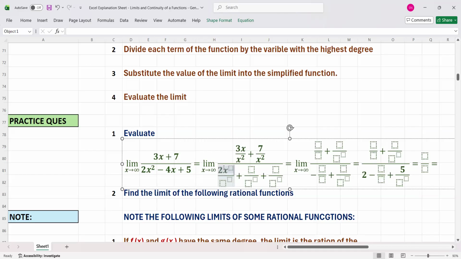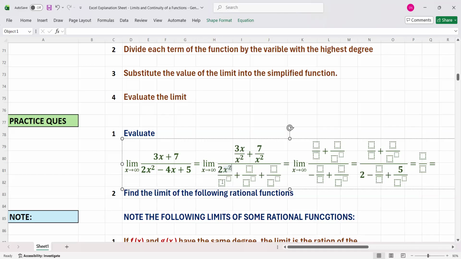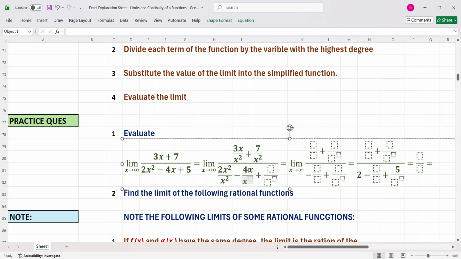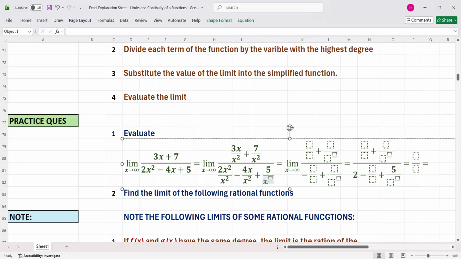2x squared. So we divide this by x squared. And then here we have, why is this thing plus here? This should be minus. Okay, so minus 4x divided by x squared. Then we have a plus 5 also divided by x squared.